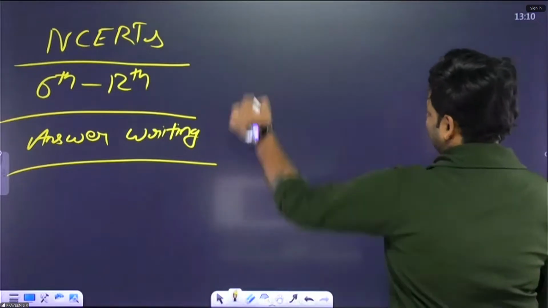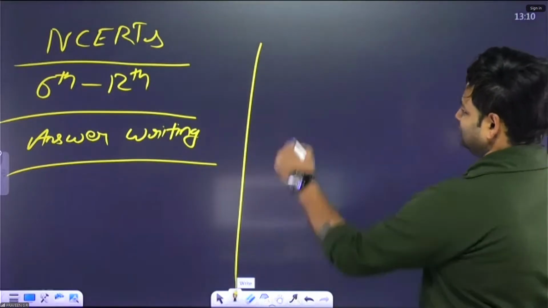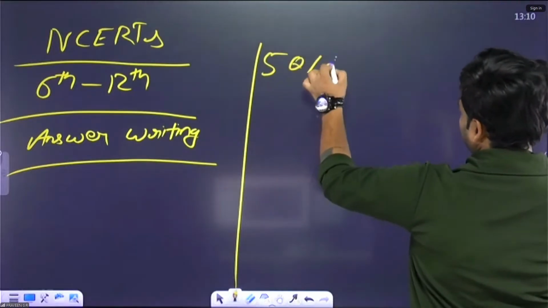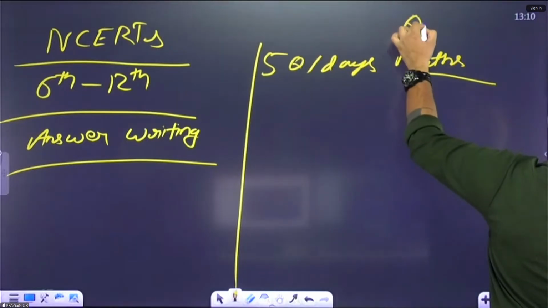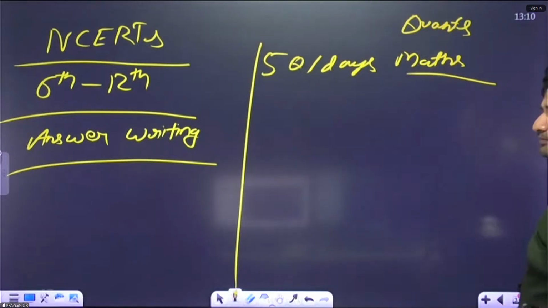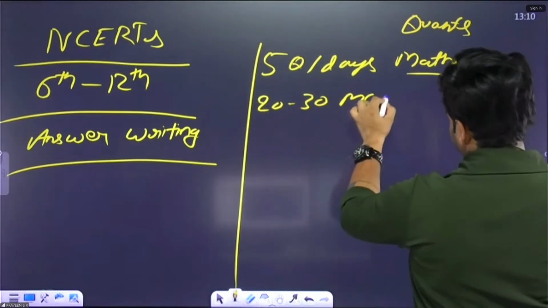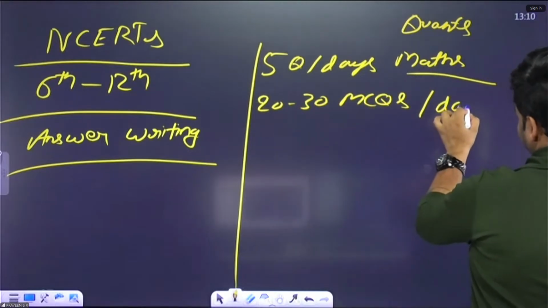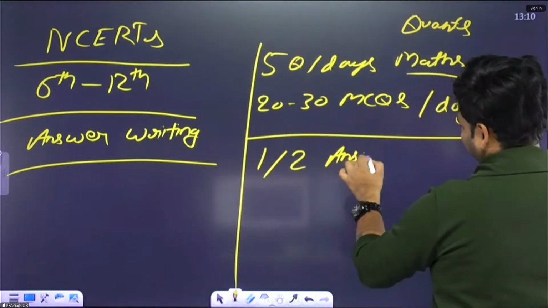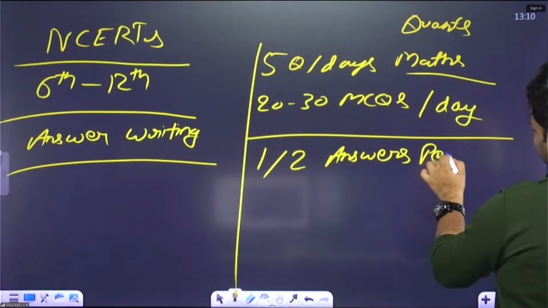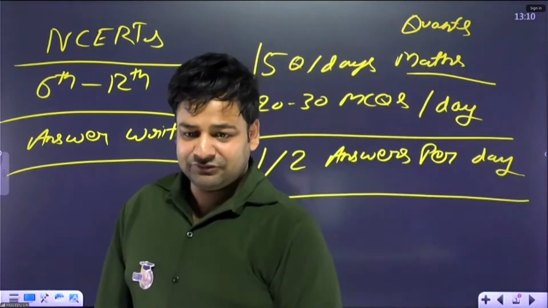Go ahead with daily practice. If you are weak in maths, or even if you are not weak in maths, I suggest at least 5 questions per day from maths should be there. Quants, basically. Maths here means quants. At least try to solve 20 to 30 MCQs per day. At least try to write 1 or 2 answers per day. So this should be your proper practice, right?